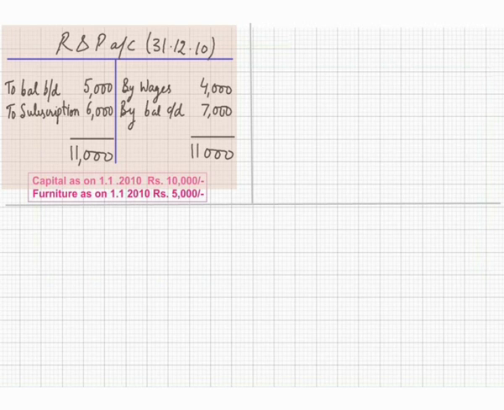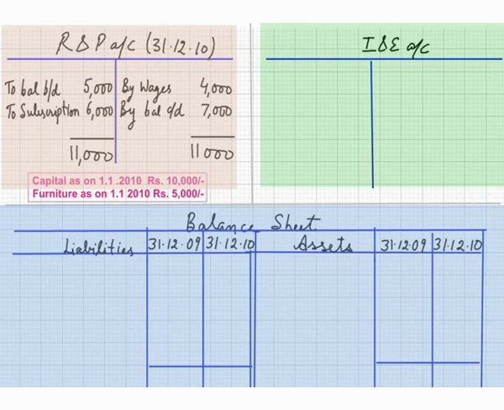And additional information is capital as on 1st January 2010 was 10,000, and furniture on 1st January 2010 was 5,000. And you are asked to prepare income and expenditure account and balance sheet as on 31st December 2010. So let's prepare income and expenditure account.